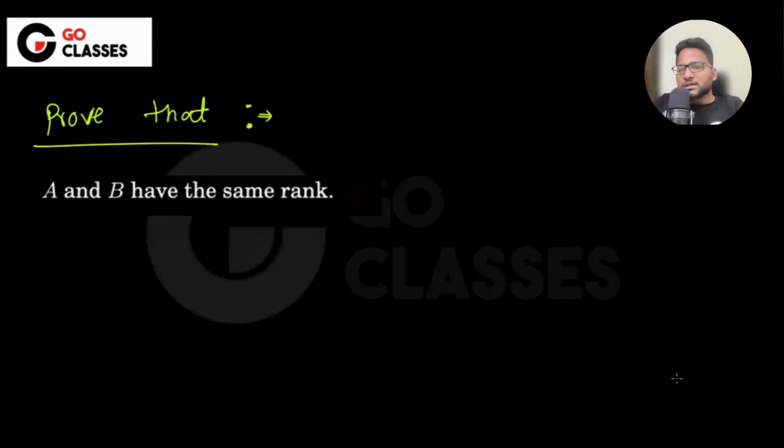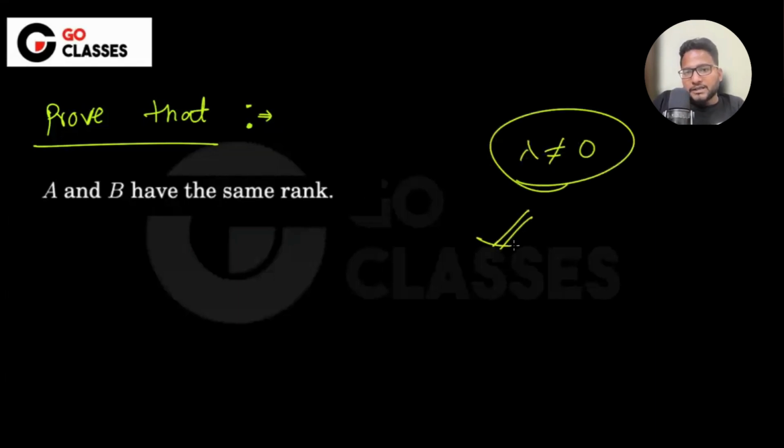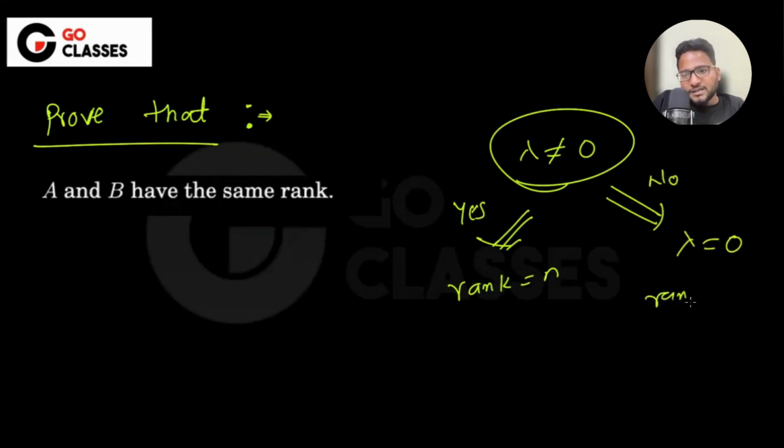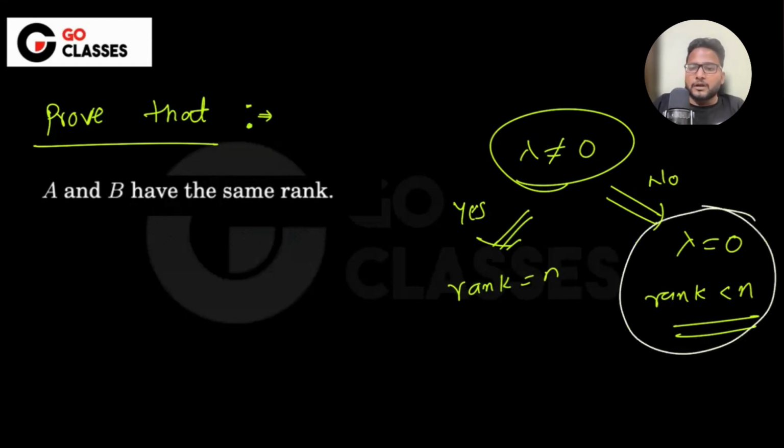Ajay is saying rank is the number of non-zero eigenvalues. No, if lambda is not equal to zero for all lambda, then rank is n. If lambda is equal to zero, then rank is just less than n. You can't say how much. You can't say rank is n minus one or n minus two. So here we can't say anything.